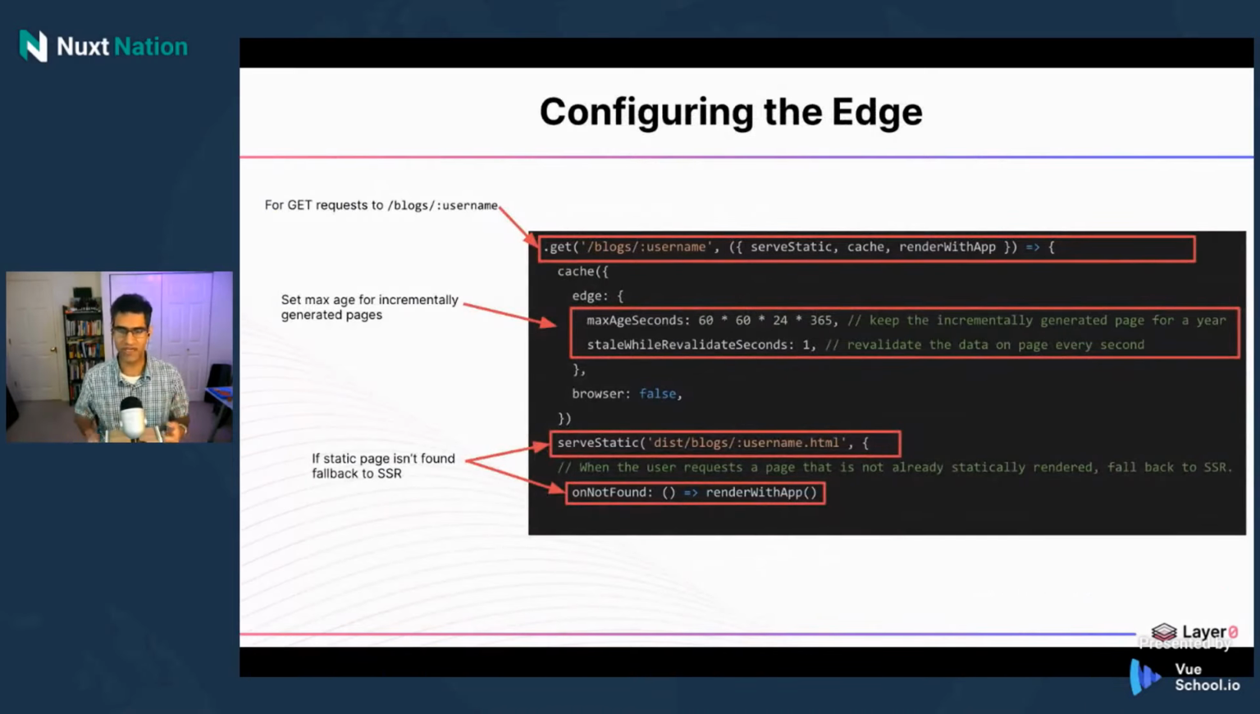The rest of Edge.js should be self-explanatory. Here's an example of what it would look like. Basically, we're saying for this specific path, this is the /blogs username. We're able to set how long those ISG pages last. And then we say here, if the static page isn't found, then go to the app and actually render it out. And there's that onNotFound command.